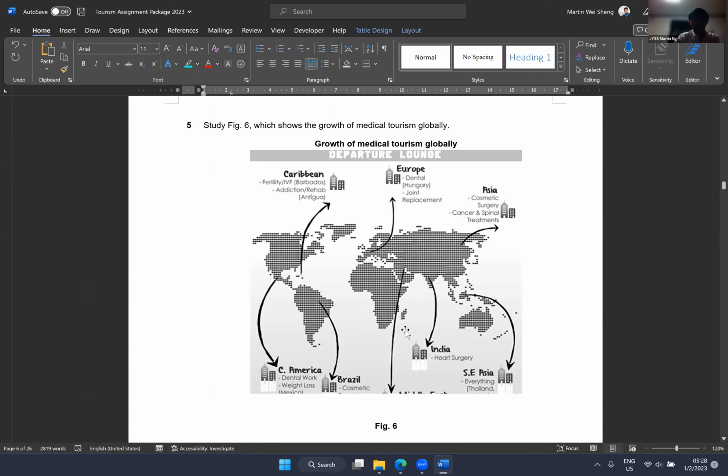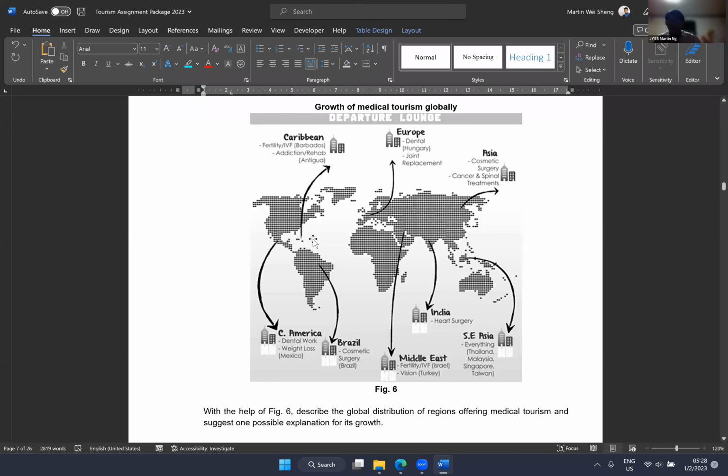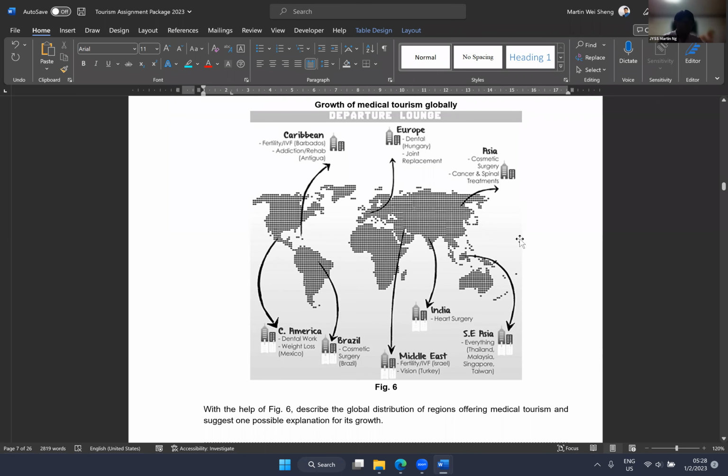Question 5. Study figure 6, which shows the growth of medical tourism globally. This is your world map, and the arrows are pointing to areas which have medical tourism. For example, Central America has some medical tourism, then the Caribbean, Brazil, Europe, Middle East, India, South Asia, as well as Asia. All these places have medical tourism.